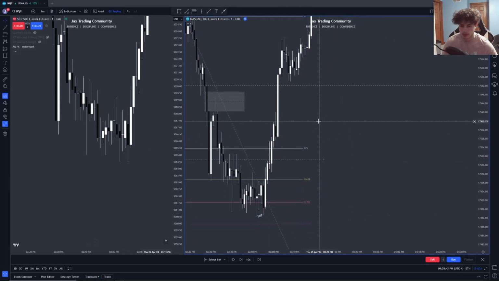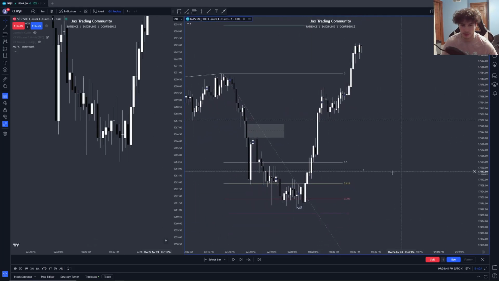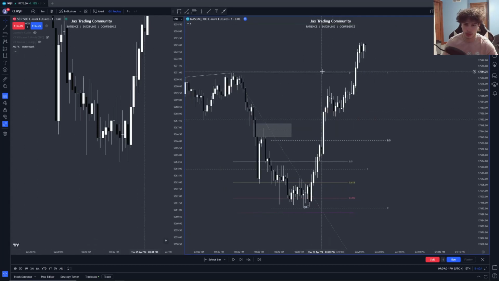Get a push up. First fair value gap that gets hit is this one. It does end up failing, and I don't blame it because we are in premium. We're very high in premium. I would not take a long very high in premium, especially if this is the target, right?